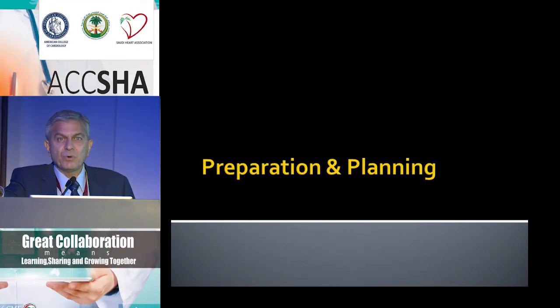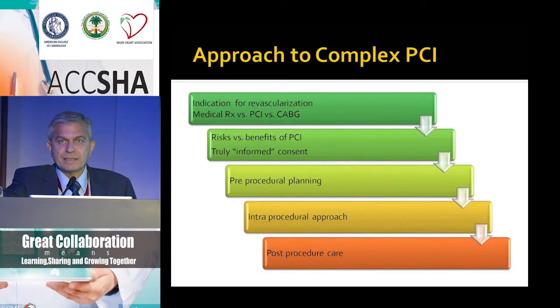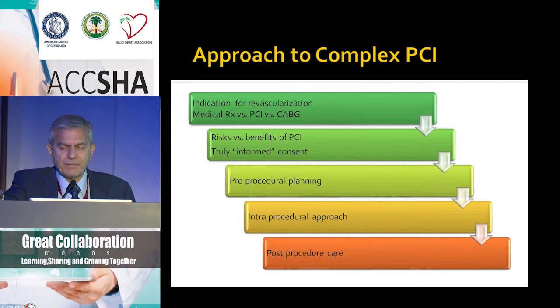First of all, when we look at a patient who has a complex anatomy, or a complex patient, we need to make sure that we have the right indication for revascularization, and always evaluate revascularization versus medical therapy. We have to always study the risk versus benefit equation and have a truly informed consent. It's very important, of course, for pre-procedural planning and the intra-procedural approach to be well studied, and especially if we're doing a complex intervention, know where to stop and know where the limits are.